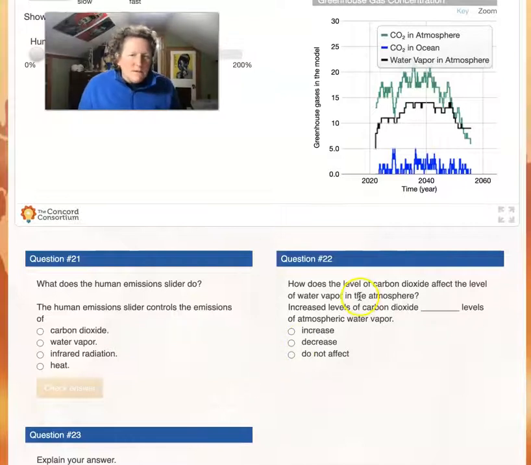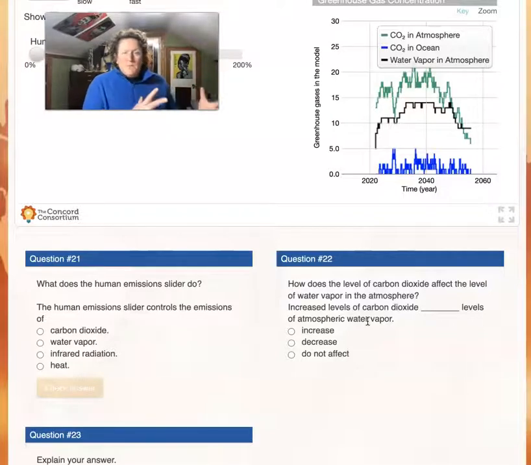How does the level of carbon dioxide affect the level of water vapor in the atmosphere? Increased levels of carbon dioxide, do you think that increases atmospheric water vapor or decreases it?